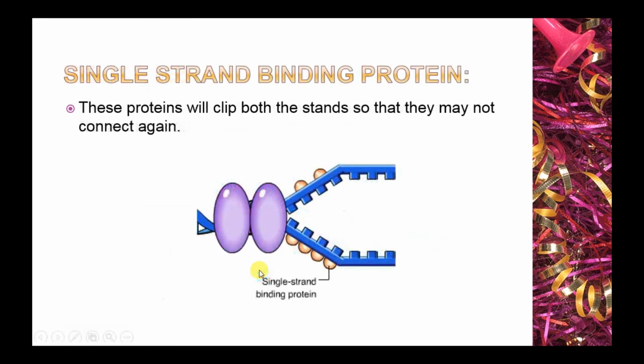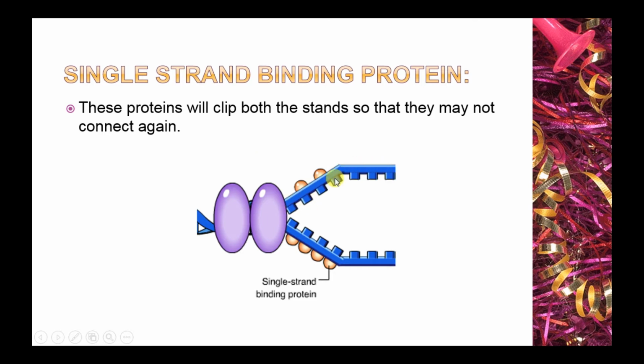Okay, now let's study the next enzyme we have, single strand binding protein. In short form we also call it SSBP. Okay, what will this second enzyme do? It will basically clip both the strands so that they may not connect to each other again.